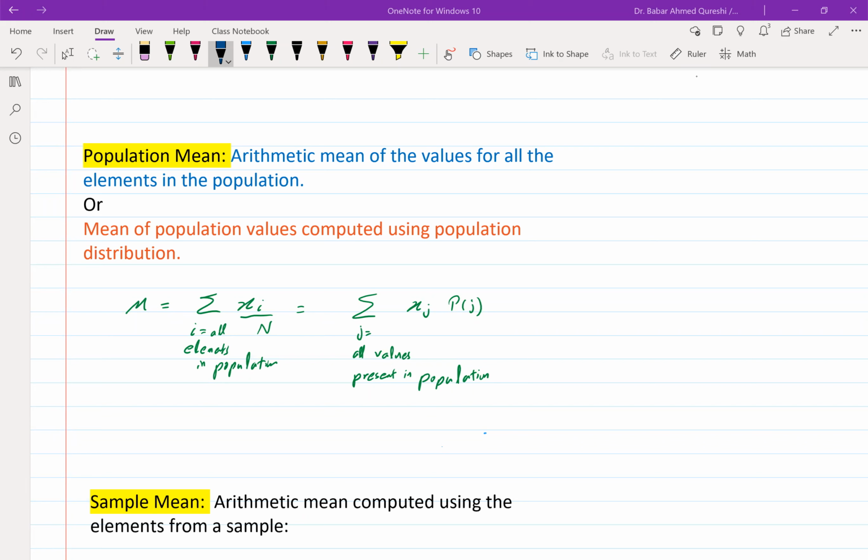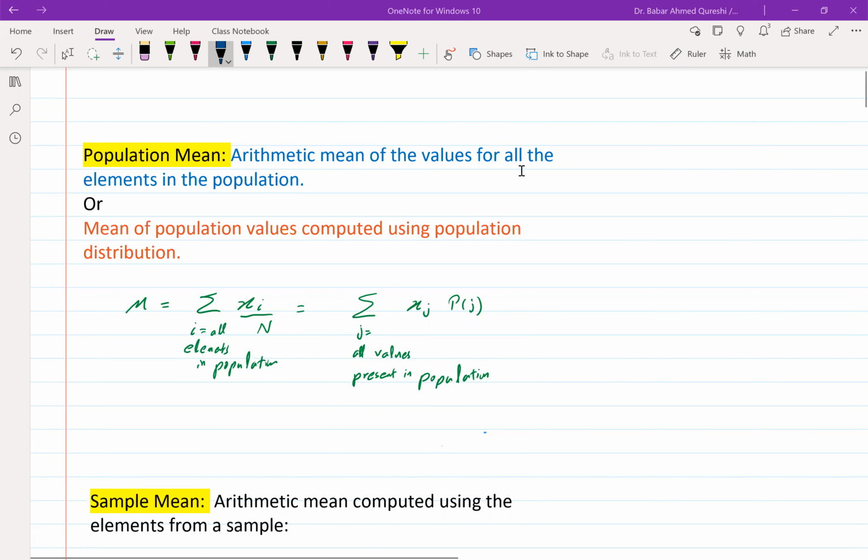So let us start today's lecture, and let me start with a quick review of what we were discussing last time. So these were some of the main concepts.